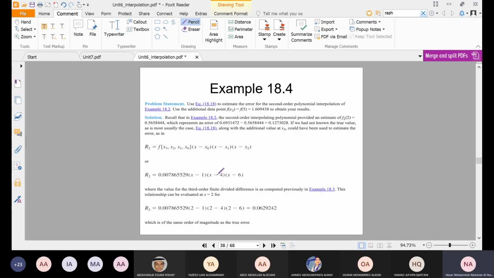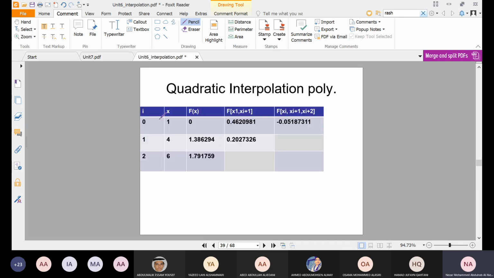And this is an example of how we did this. This is the example that we have from the textbook, if you remember, 18.2. We have a table of data, for example for ln x, with data at x equal to 1, 4, and 6. By using Newton's interpolation polynomial, we can find the polynomial here.